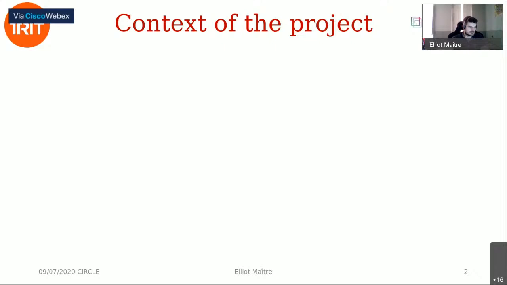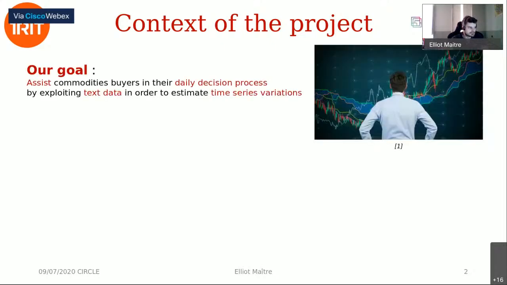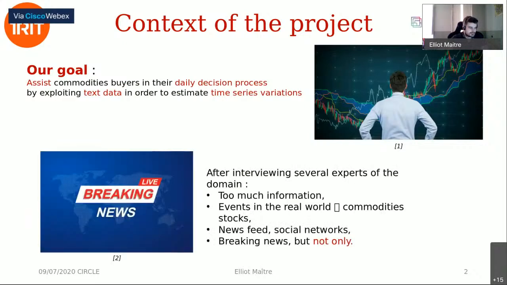So first, I will present the context of the project. Our general goal is to assist commodities buyers in the daily decision process by exploiting text data in order to estimate time series variation. We conducted a few interviews with several experts of the domain, and what we extracted is that there is too much information to monitor for buyers. Several events are happening in the real world, and they cannot keep track of everything in real time. But these events are important because they can have a lot of impact on the commodity stocks.